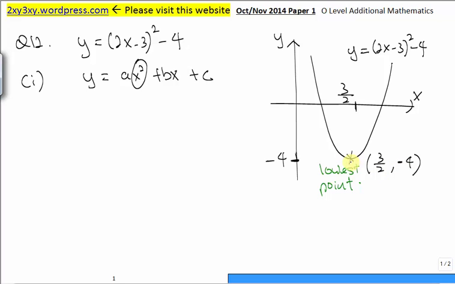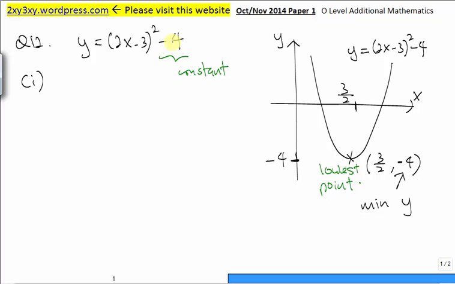Now the lowest point means the lowest y value of this graph is really -4. The minimum y value of this graph is -4. That means this y coordinate here is the minimum y value, the lowest y value this curve can go. Let's go back to this expression. We know that the y value here depends on this (2x - 3) squared and this constant -4.